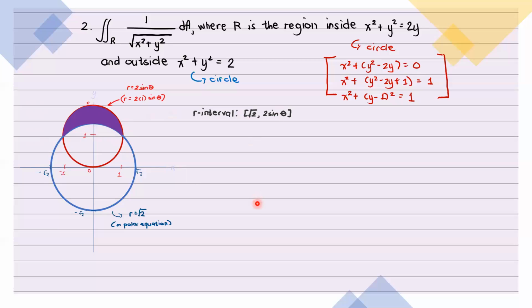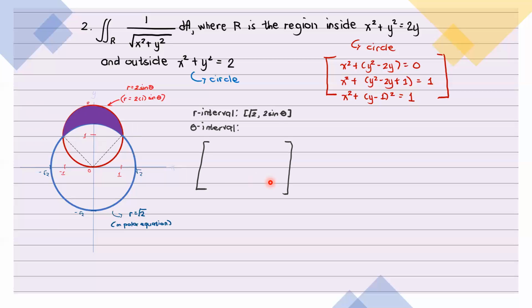Okay? Now for the theta interval, kailangan lang natin kasing matrace itong portion na ito ng red circle at itong portion na ito ng ating blue circle para ito lang yung region of integration natin. So kailangan natin makuha yung theta dito at saka yung theta dito. Okay? So we solve for the intersection of the red and the blue circles in quadrant 1 and the intersection then in quadrant 2.